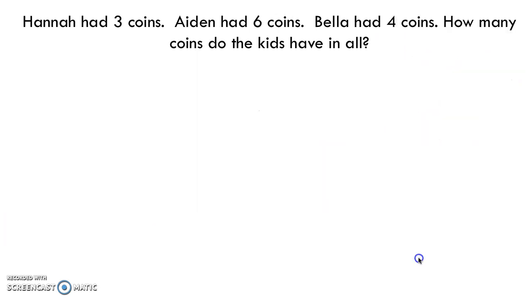Let's try another one. Hannah had 3 coins. Aiden had 6 coins. Bella had 4 coins. How many coins do the kids have in all?